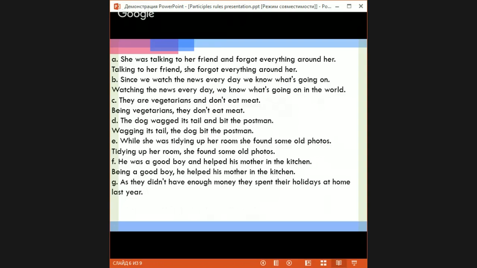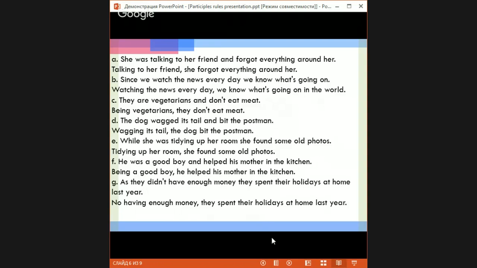And the last one. As they didn't have enough money, they spent their holidays at home last year. Not a bad option: having enough money, they spent their holidays at home last year. Sorry guys, but the answer must be not having. As you can see, I forgot about the not. And actually, when we want to create a negative, it's absolutely possible to create a negative participle clause. We just need to use not before the participle clause. Not having enough money, or for example not being a good boy, or not tidying up your room, and so on.